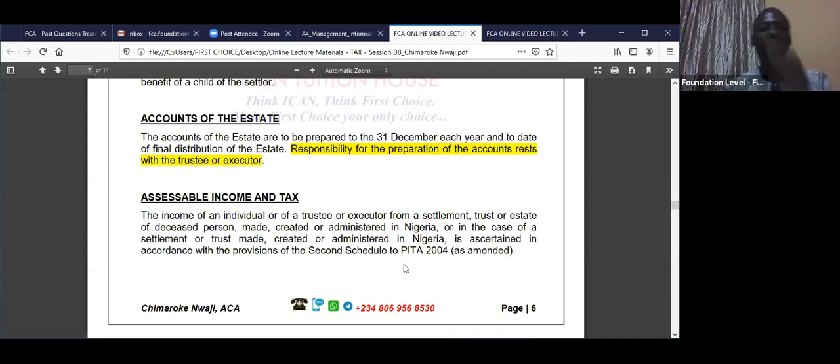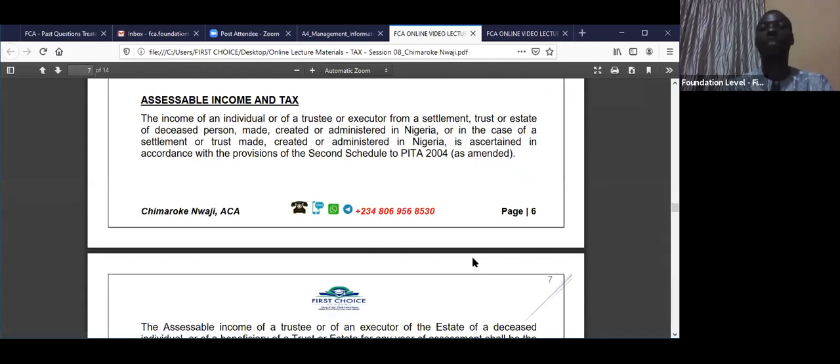So that's it. Now, the assessable income and tax. The income of an individual or of a trustee or executor from a settlement, trust, or estate of a deceased person made, created, or administered in Nigeria is ascertained in accordance with the provisions of the second schedule of the Personal Income Tax Act. So it is the Personal Income Tax Act. So if there is going to be tax, it's going to be on that graduated rate.